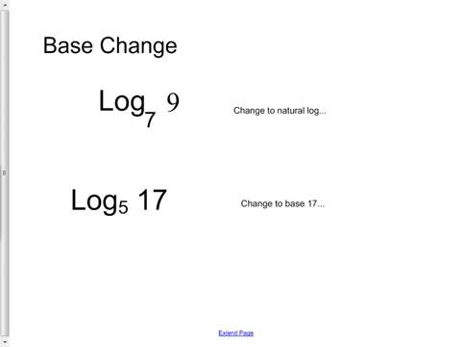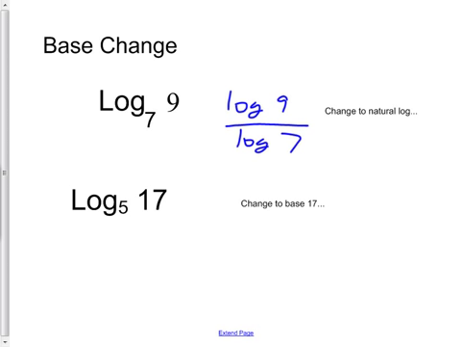Base change. Would you change this base to something you would put into a calculator? Just change it to something you'd put into the calculator. How could you put this in? Right now it's base 7. Your calculator can't do base 7, but it can do base 10. So you could say log 9 over log 7, right? Now, what if I asked you to change it to a natural log? ln 9 over ln 7.